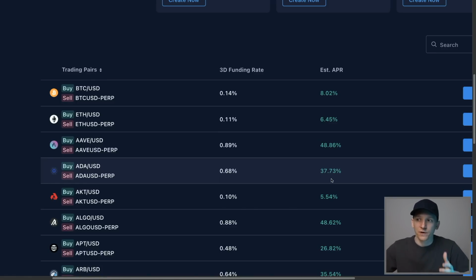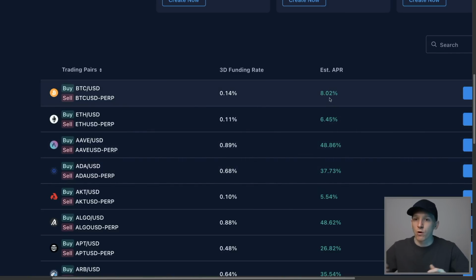So you may have to switch between them. If you want some more mature assets, the funding rates are probably not going to be as volatile, but slightly more reliable. So you can see ETH and BTC here much lower, 8 and 6%, but that might be a lot more reliable over time. So it's up to you which one you want to trade.